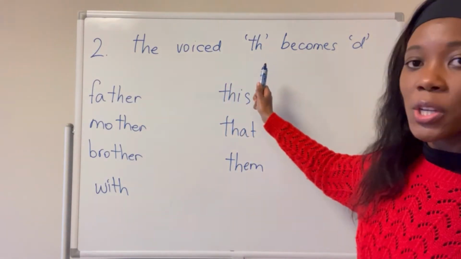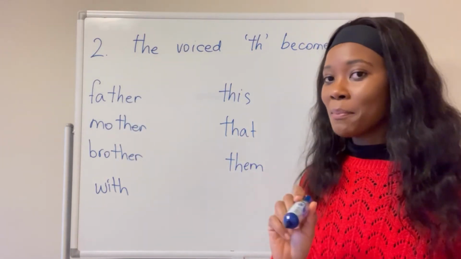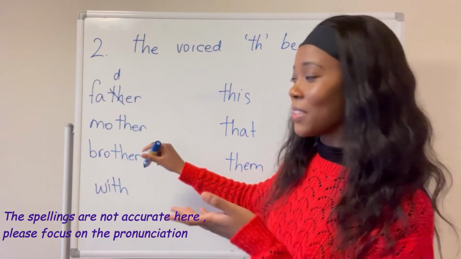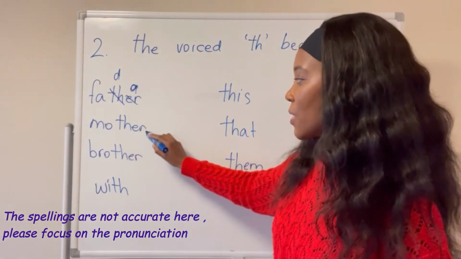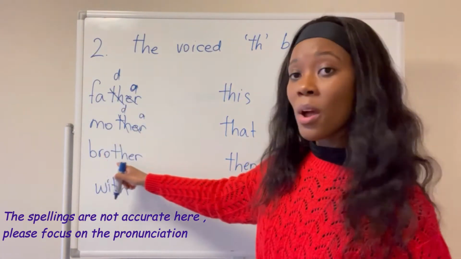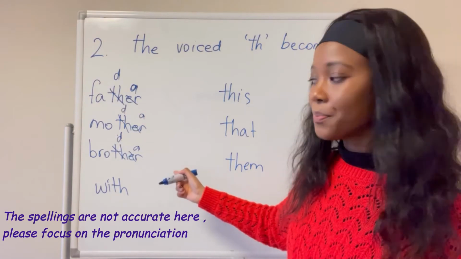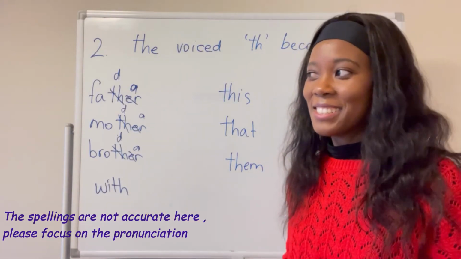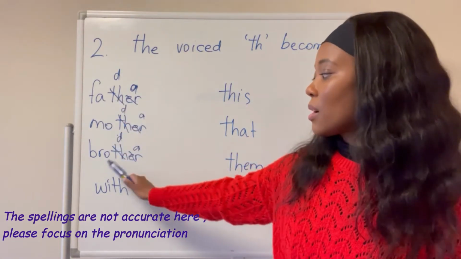Now the voiced TH becomes D. So in English we have father. In Jamaican Patois we have fada. So we change the TH to D, and the first rule was change the ER to A. So we have fada. Mother, change the TH to D, ER to A, mada. Brother, same, change the TH to D, ER to A, brodda or brada. But there is no rule for the O to A, so I told you it's cheating, so it doesn't really work all the time.